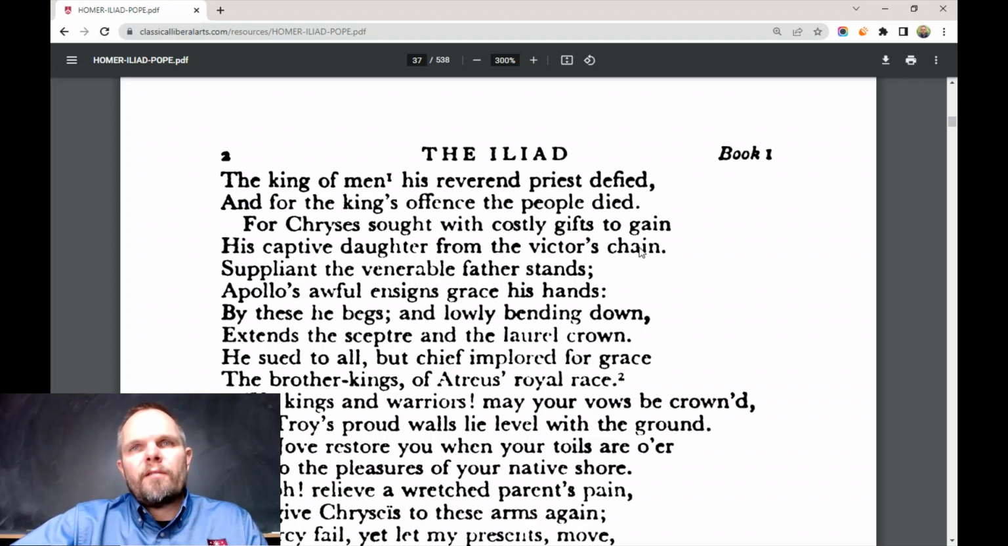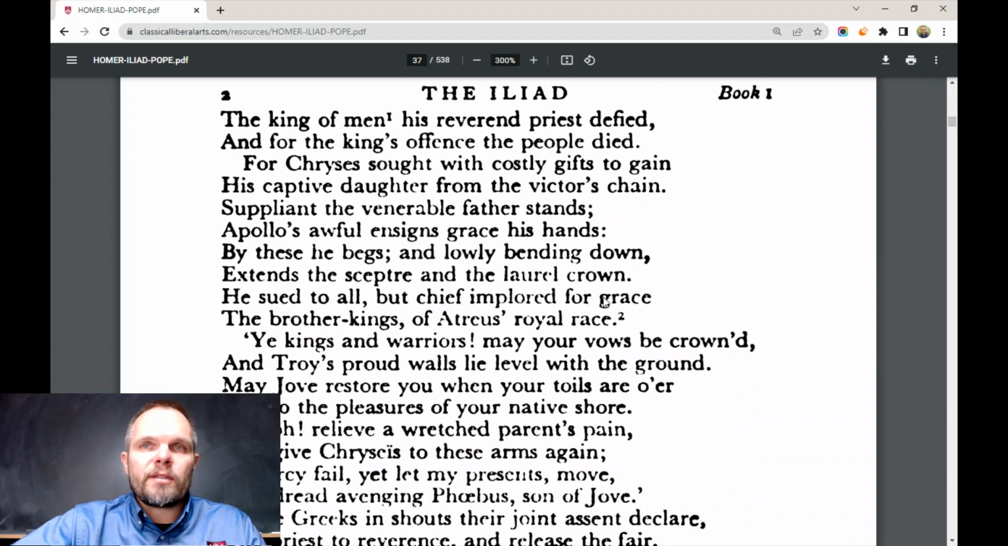Suppliant, the venerable father stands. Apollo's awful ensigns grace his hands. By these he begs, and lowly bending down, extends the scepter and the laurel crown. He sued to all, but chief implored for grace the brother kings of Atreus' royal race.